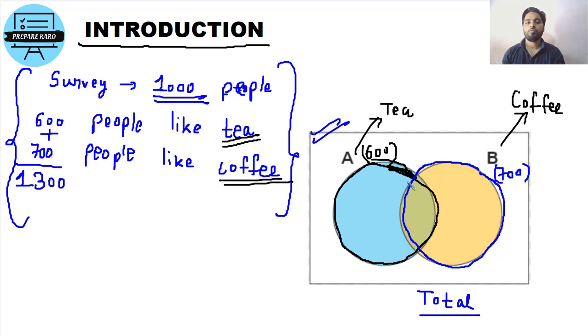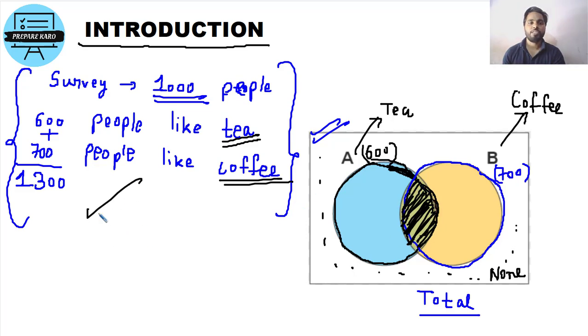As of now, we don't know the total number of people who like both tea and coffee. Also, there is one particular region which we don't know: none. None is inside the rectangle and outside the circles. So this white portion within the rectangle is none. And this shaded region is both, which means the number of people who like both tea and coffee. For this we require some other information given in the question. So this is the overall idea.